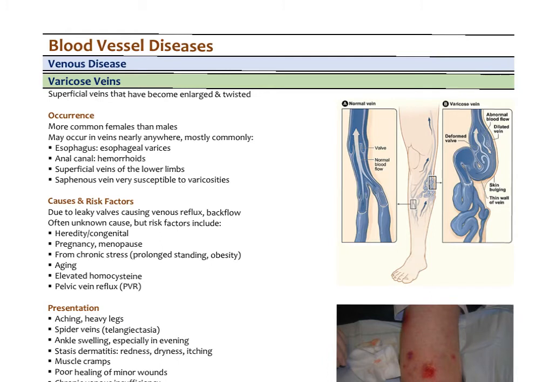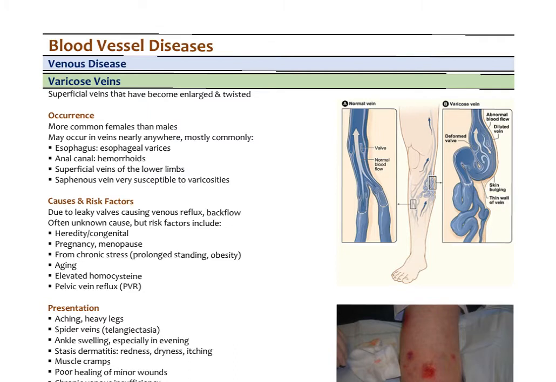Switching over to venous diseases, a very common disease of the veins would be varicose veins. And typically this involves the superficial veins in the legs. And so the veins become enlarged, twisted, and engorged with venous blood. The occurrence is more common in females than males, so we think there's maybe a hormonal component there.